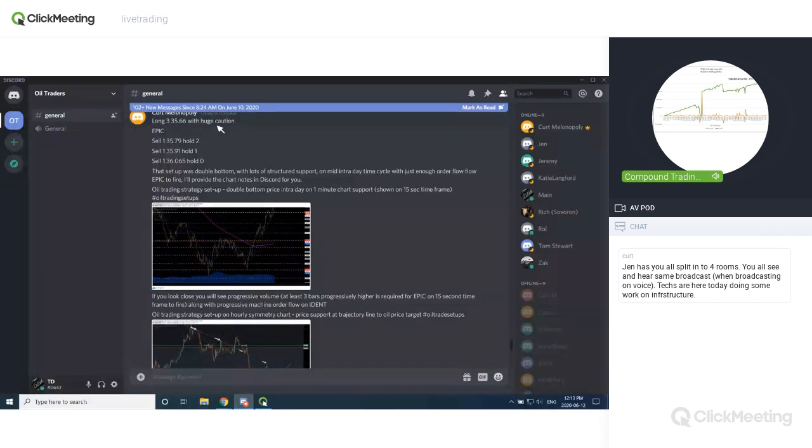But there was big caution because of order flow. When I was explaining the order flow, Epic needs 3 progressive bars of volume on the 15-second and identified machine volume. Those are 2 different things, but a trader at home can follow the volume. So I'll explain this in a second. So long 3, 35.66 with huge caution.